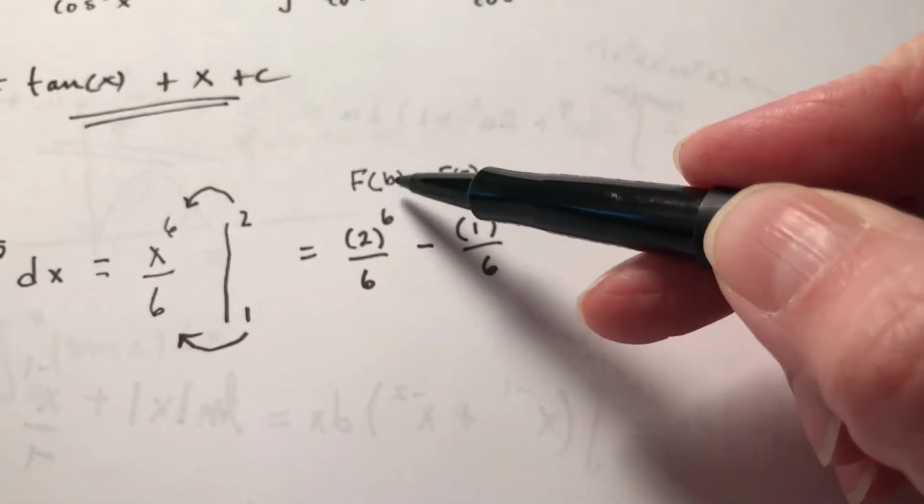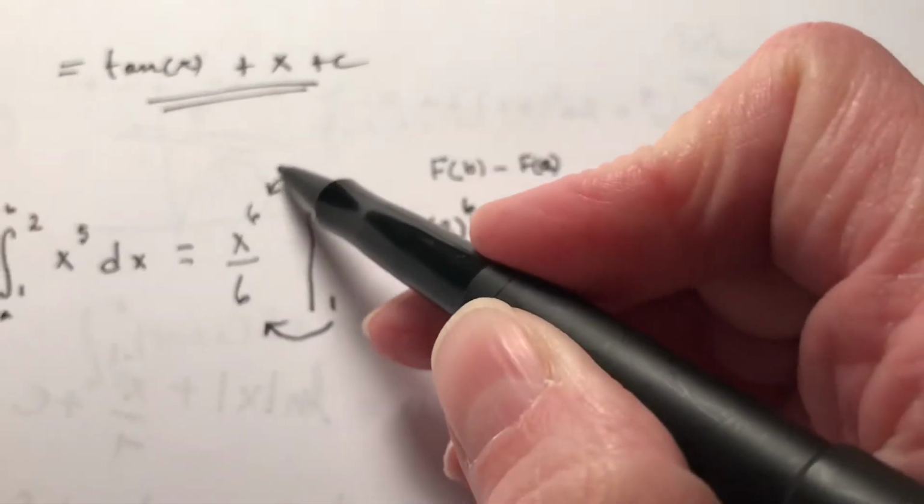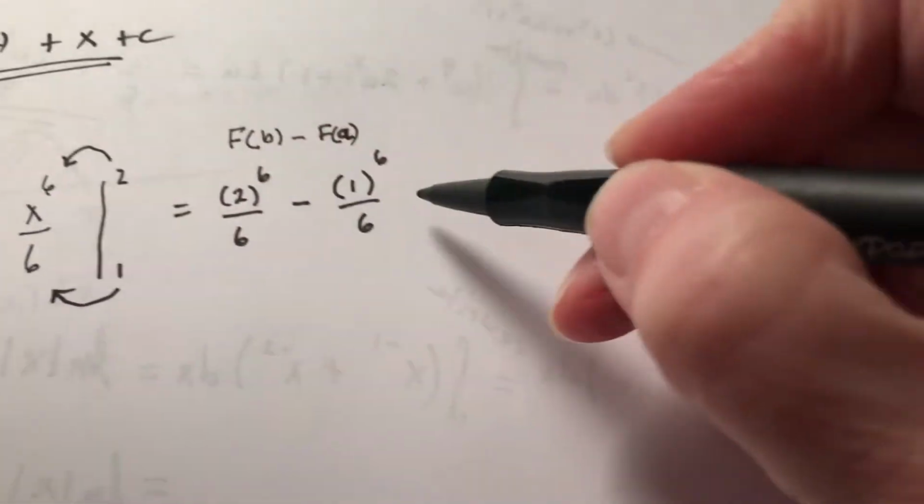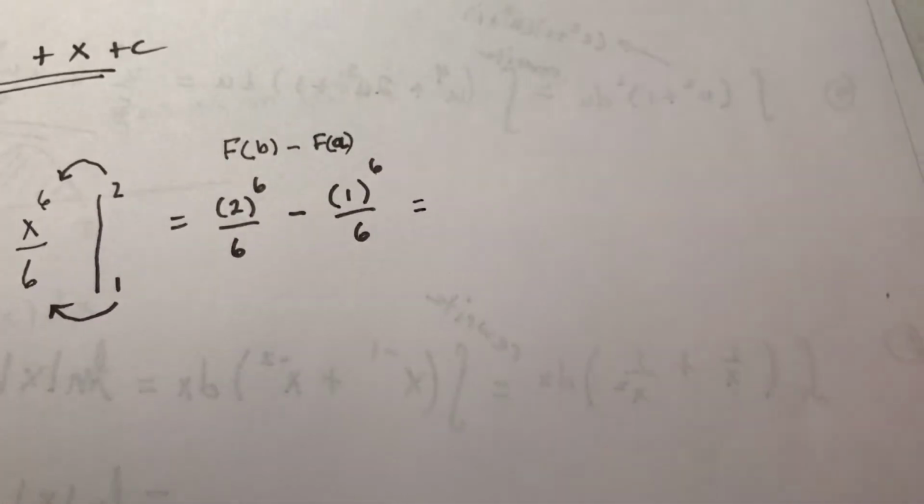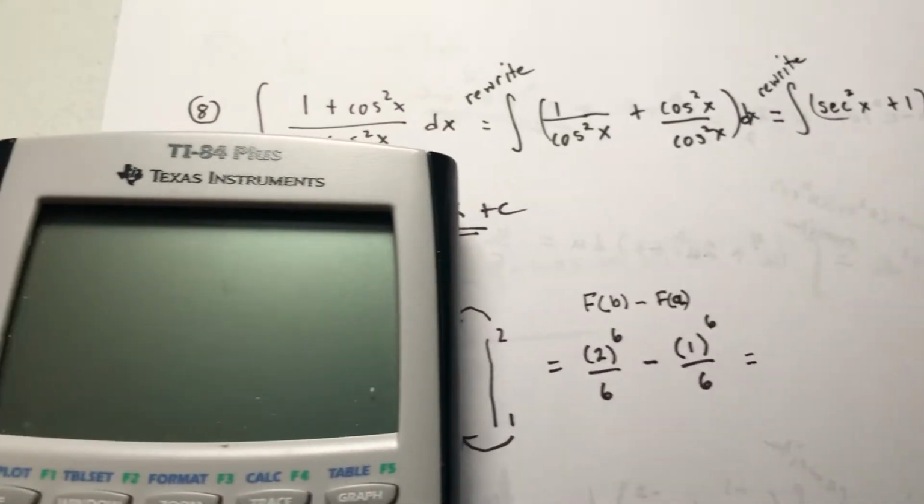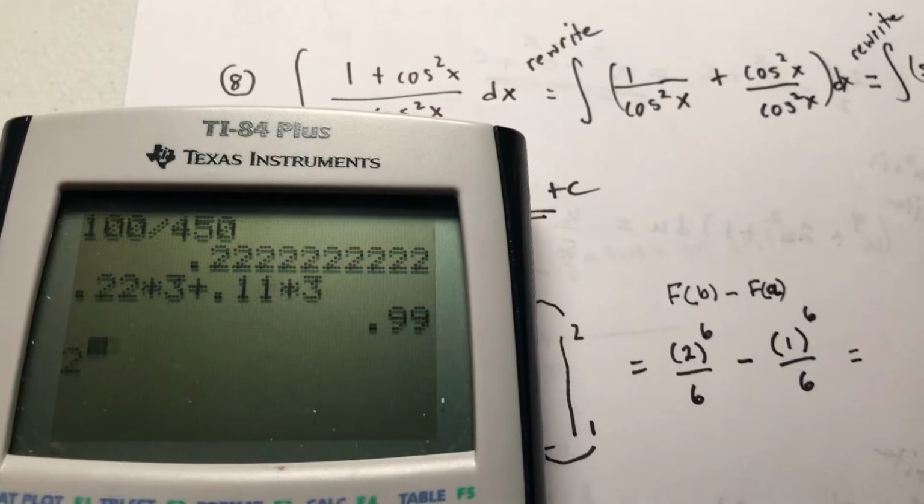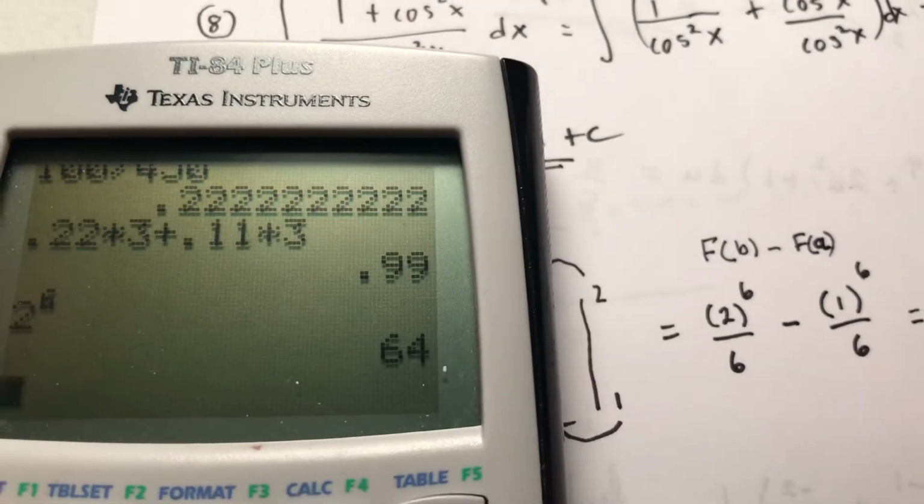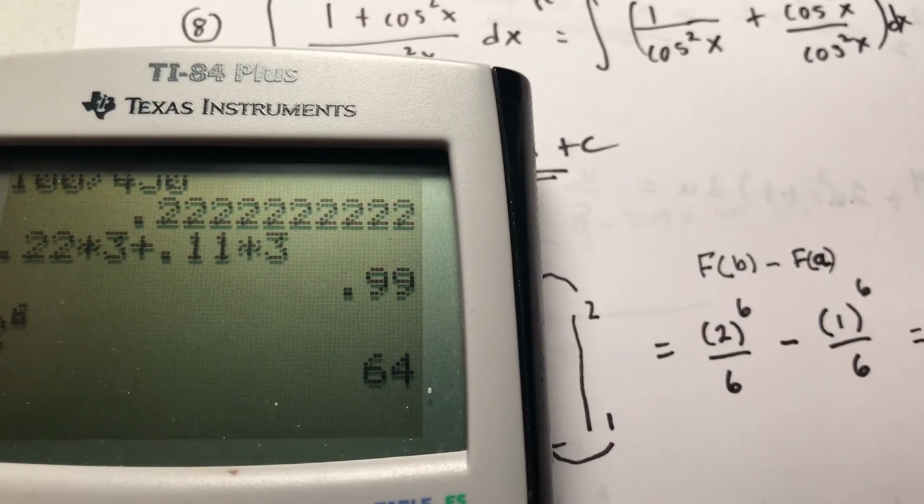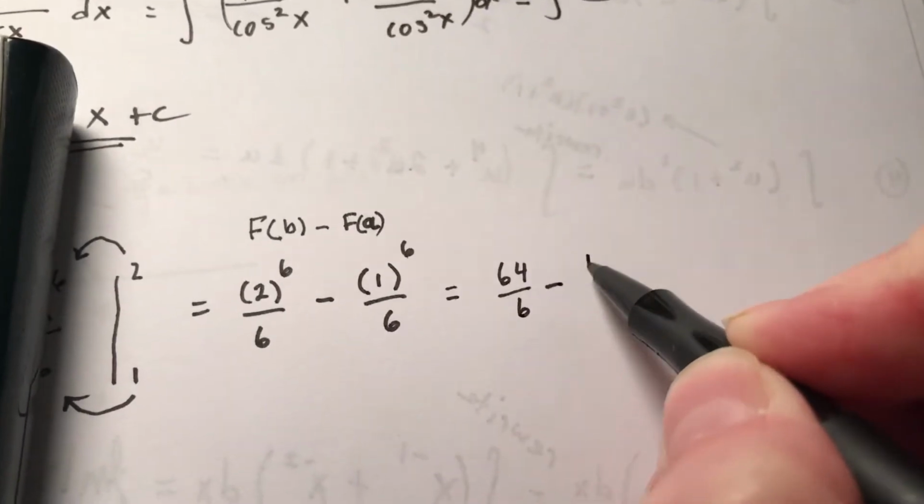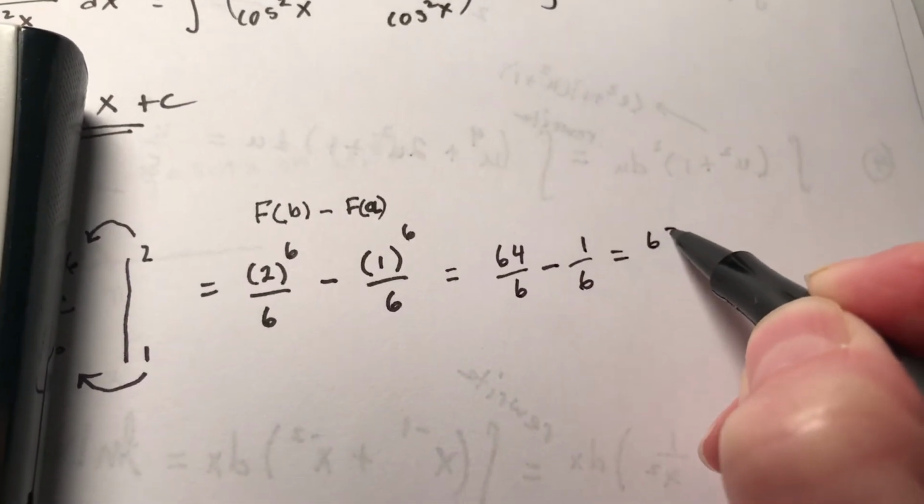So you put the top one in first. That's why I did this little thing. Put the 2 and then put the 1 and subtract them. So this is 2 to the 6th over 6 minus 1/6. So what's 2 to the 6th? 2 to the power 6 is 64 over 6 minus 1/6, giving 63 over 6.